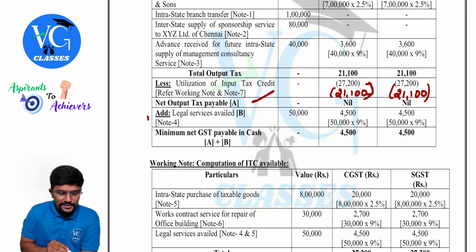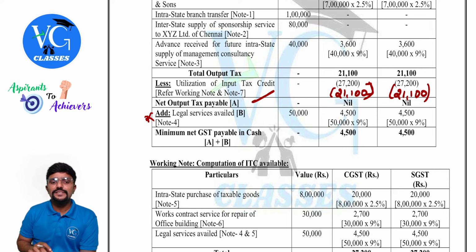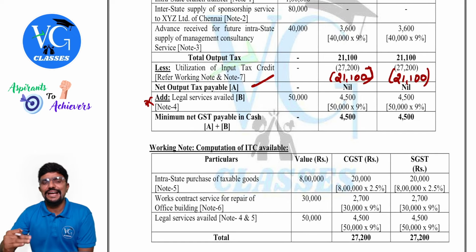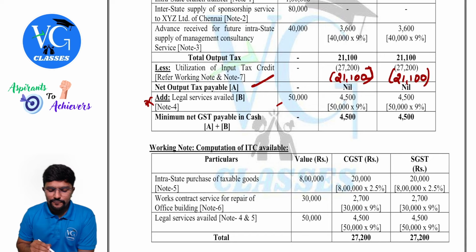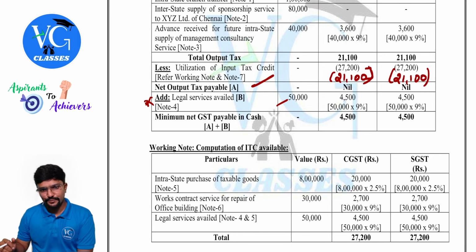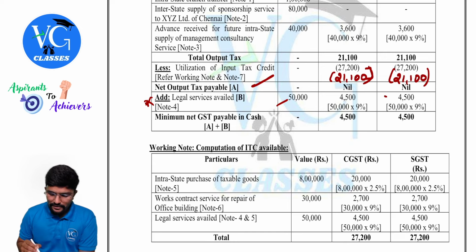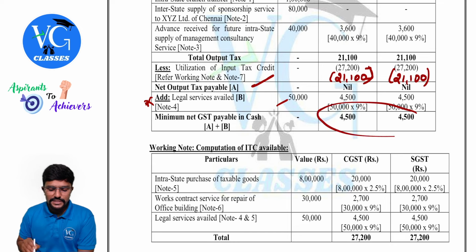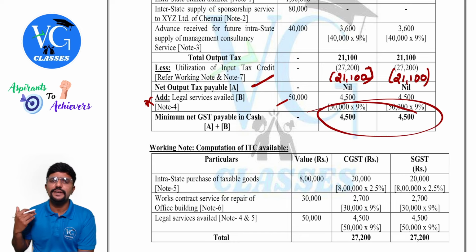But legal services, guys, this is important. Legal services, I told you, you have to pay it through cash as RCM is applicable. So 50,000 at 9% each. So pay 4,500, 4,500, guys. Okay, sir. So minimum GST to be paid in cash is 4,500 each. Please be careful with this adjustment. That is when RCM is applicable, guys.